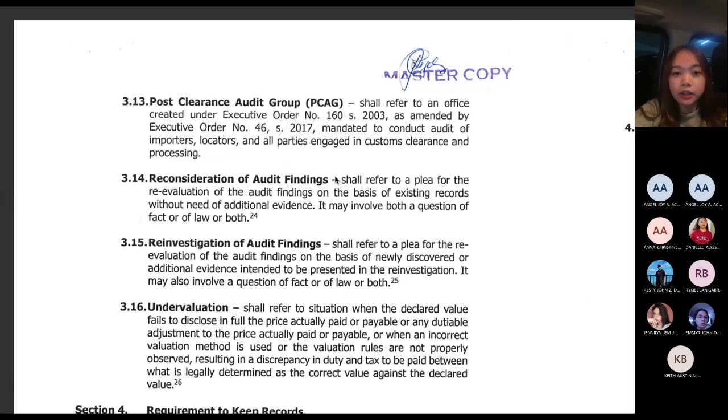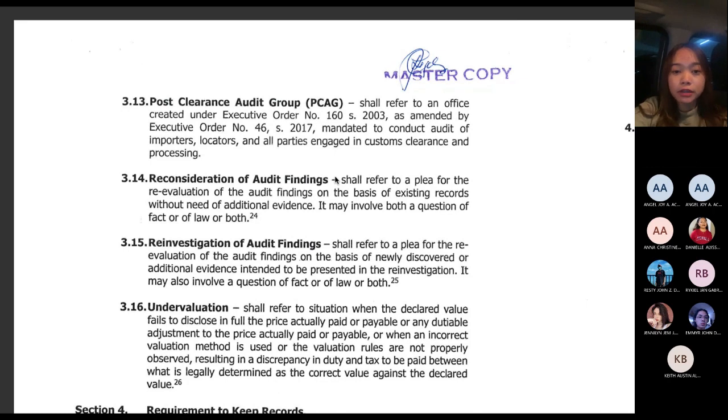3.13 Post-Clearance Audit Group shall refer to an office created under Executive Order Number 160/2003 as amended by Executive Order Number 46/2017, mandated to conduct audit of importers, locators, and all parties engaged in customs clearance and processing. 3.14 Reconsideration of audit findings shall refer to a plea for the reevaluation of the audit findings on the basis of existing records without need of additional evidence. It may involve both a question of fact or question of law or both.